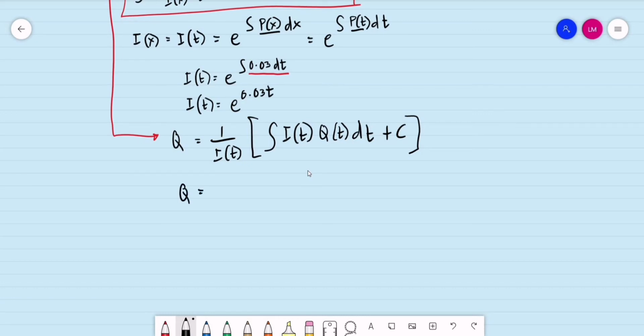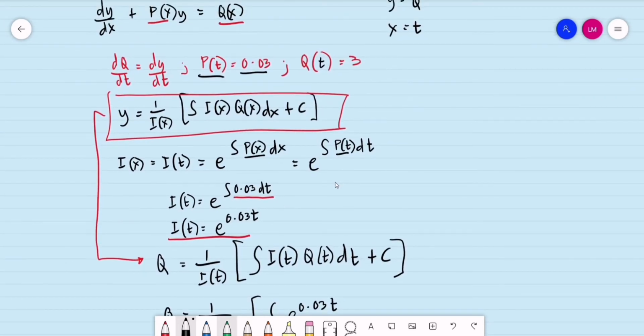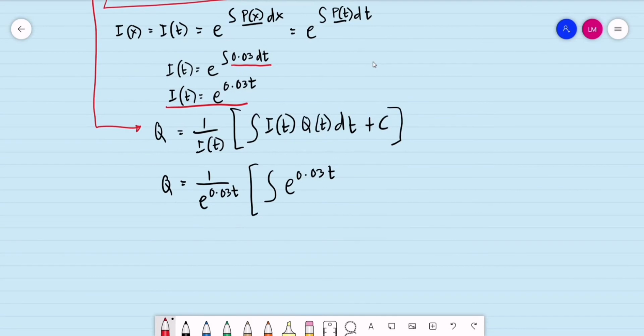This is now q equal to 1 over I of t, that is e raised to 0.03 t, multiplied by the integral of I of t, that is e raised to 0.03 t, times q of t. Q of t, or the q of x a while ago, is simply equal to the constant 3. This is multiplied by 3, then dt plus the arbitrary constant c.